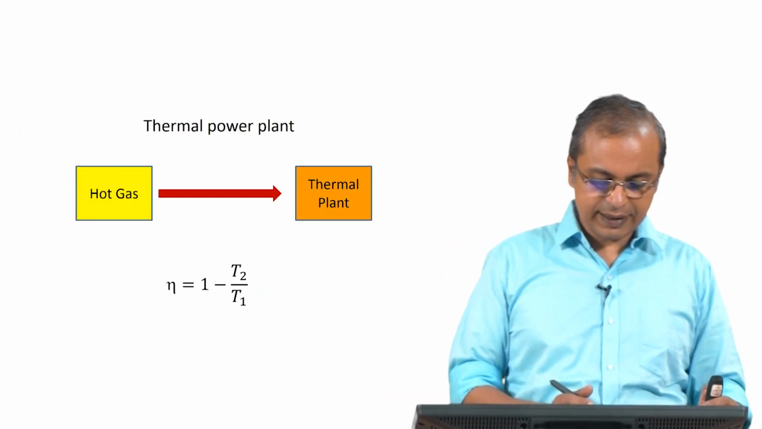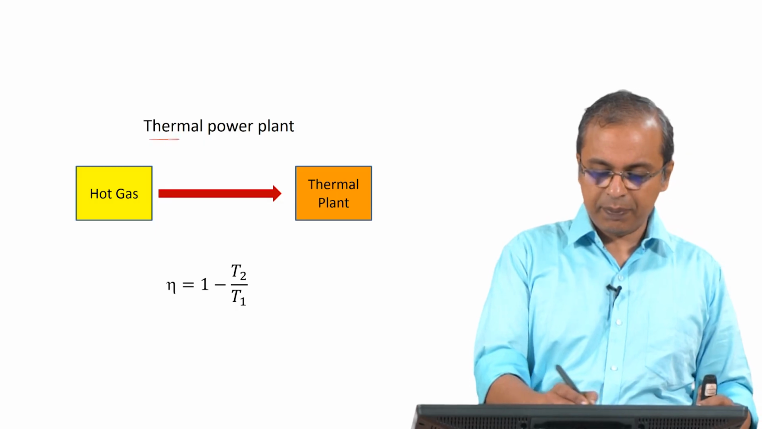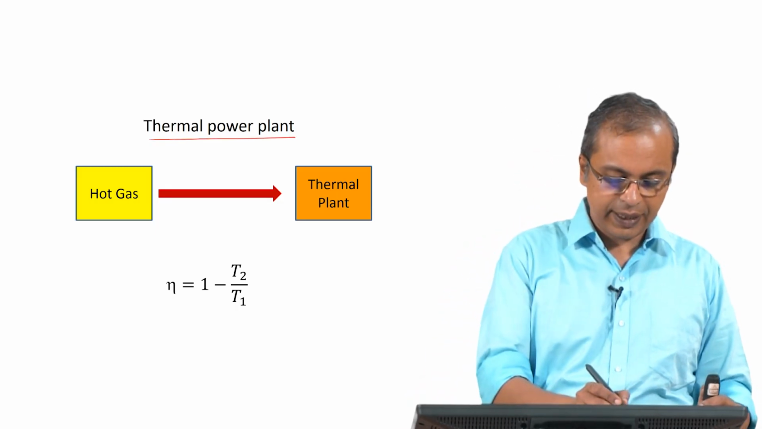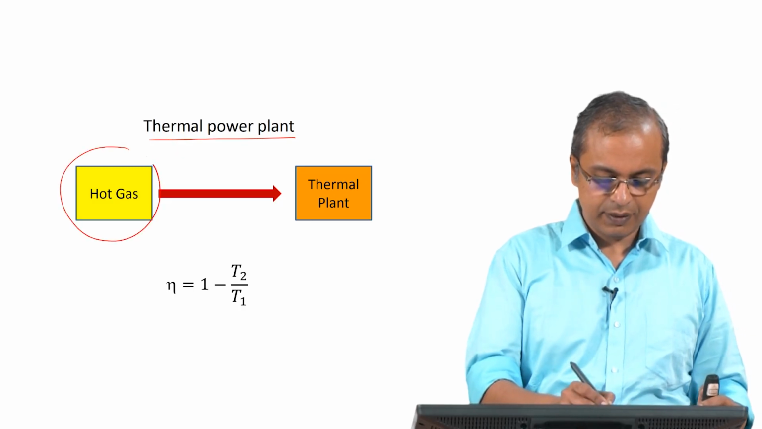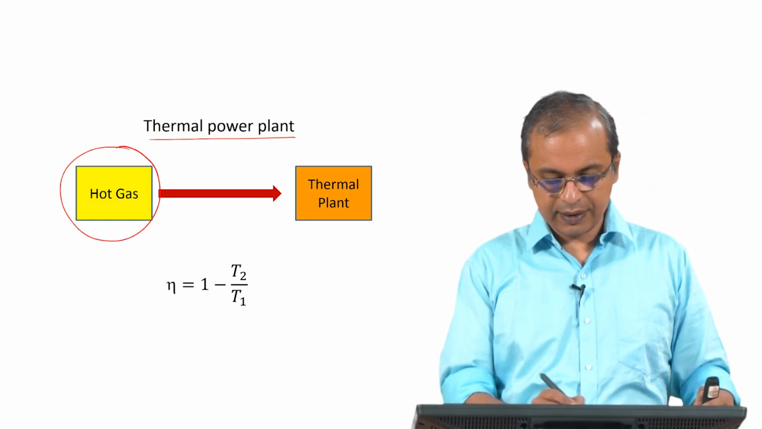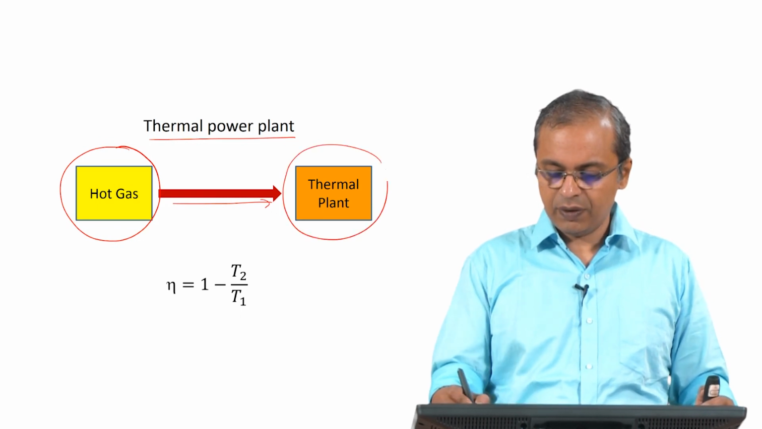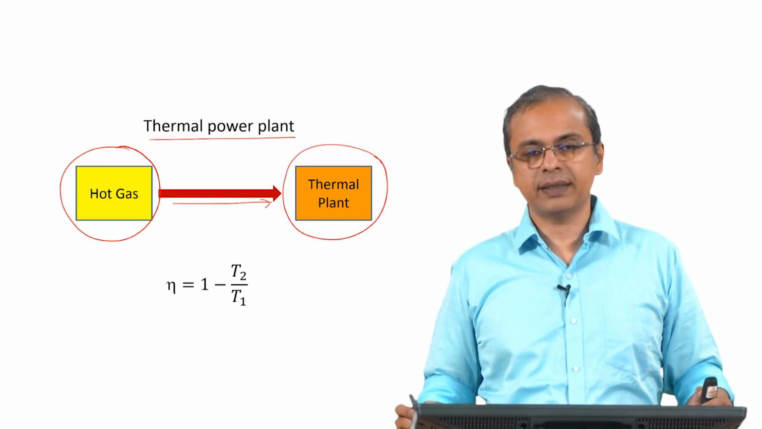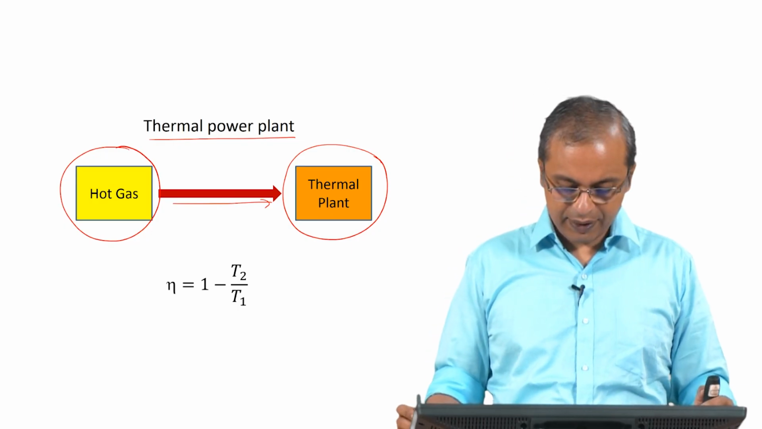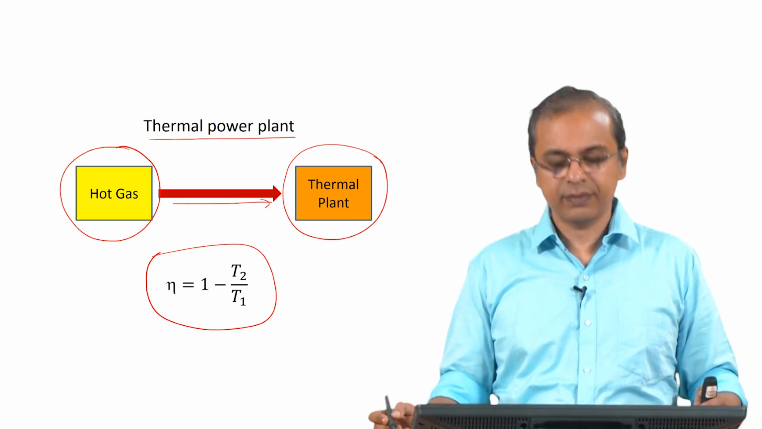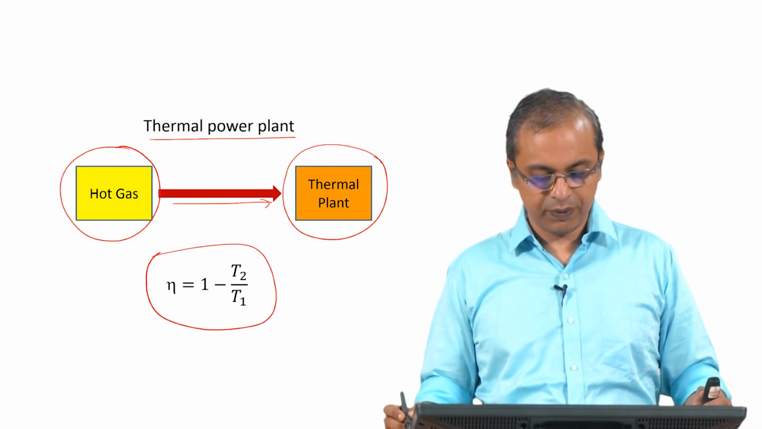So, as I just said, the typical thermal power plant, that is our scheme of operation. We have some hot gas that is coming in, and that is essentially sent towards a thermal plant, and in the thermal plant we are generating electricity. So, that is the general scheme of operation that we have, and as I just mentioned, this is our efficiency limit. Okay. So, that is basically what we are trying to do.